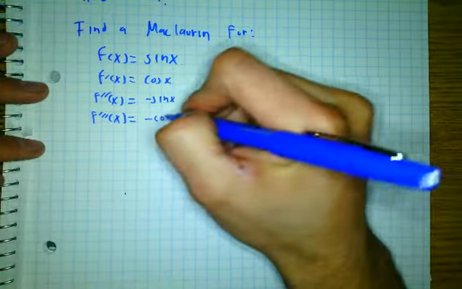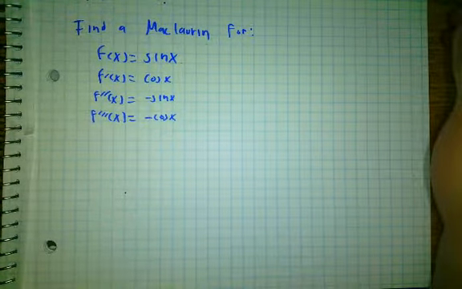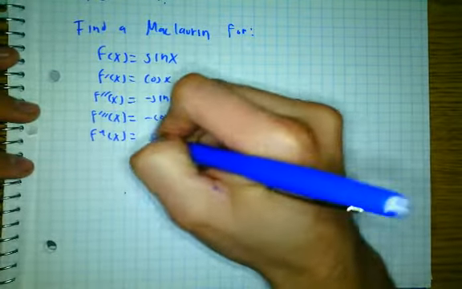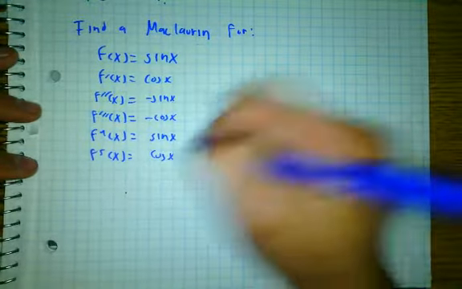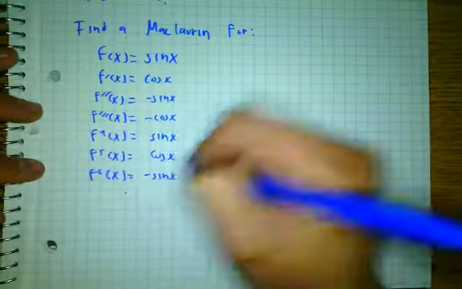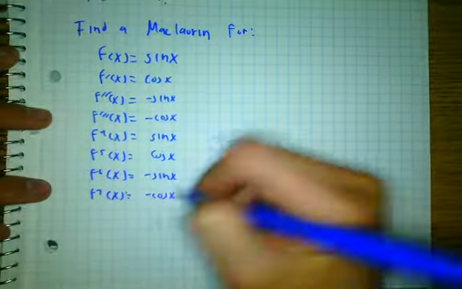Okay. So now I'm back to sine of x. Fifth derivative is cosine of x. Sixth derivative is negative sine x. Seventh derivative is negative cosine x. And actually, let's just stop there. Cool?